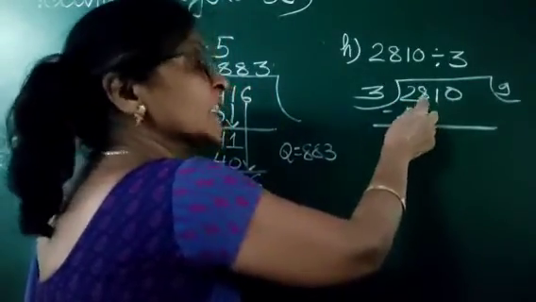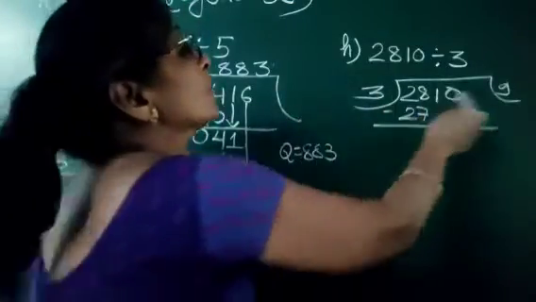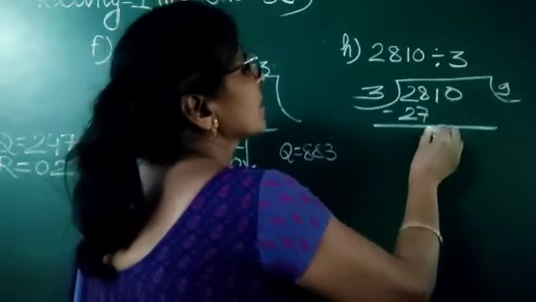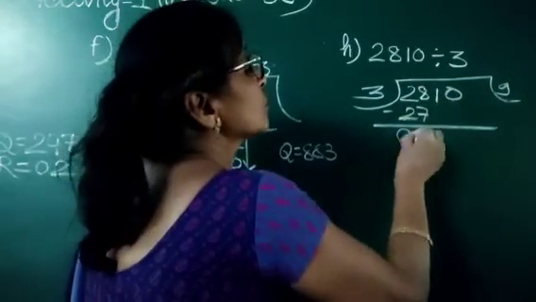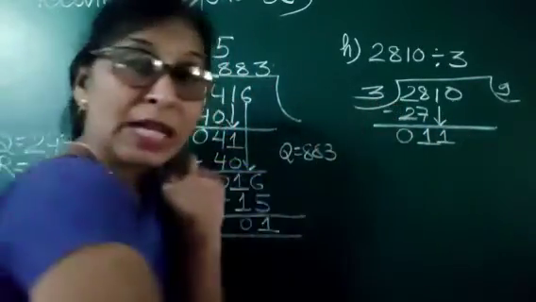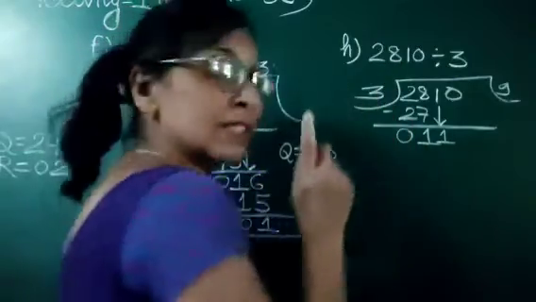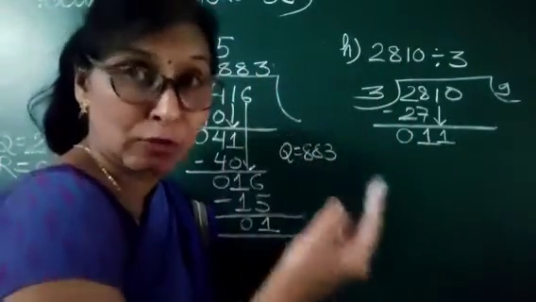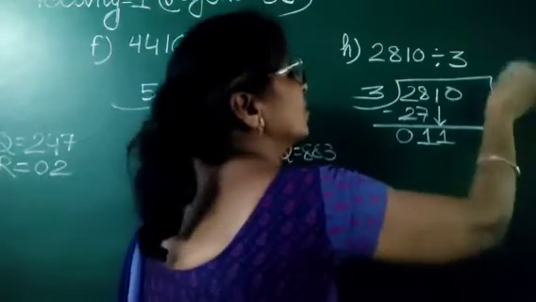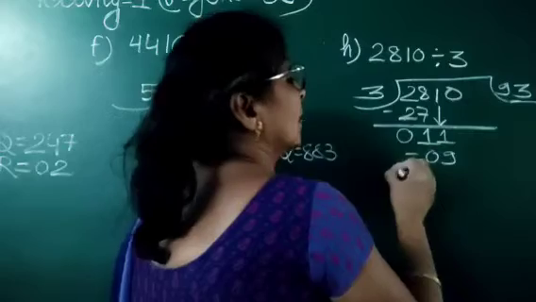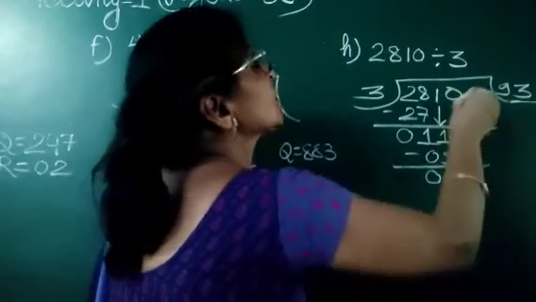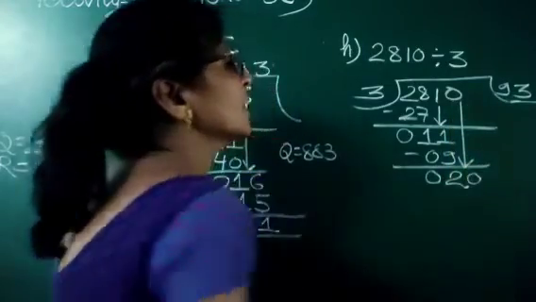If we take 10 times, then it is more than that. So we take 9 times. 3 9s are 27. 8 minus 7, that is 1. 2 minus 2, that is 0. And we write this 1 here. Now again we tell the table of 3. 3 3s are 9. 3 4s are 12, more than that. So again here we write 3 3s are 9. Now subtract: 11 minus 9, 2. Here is 0. Then this 0 we write here.